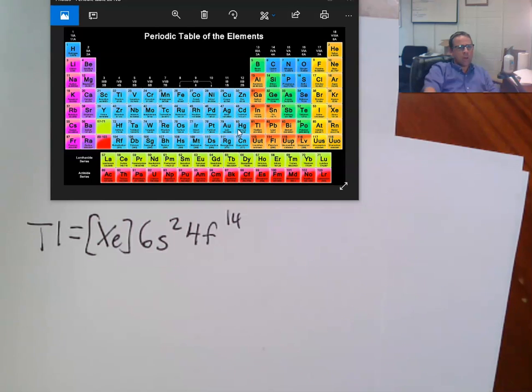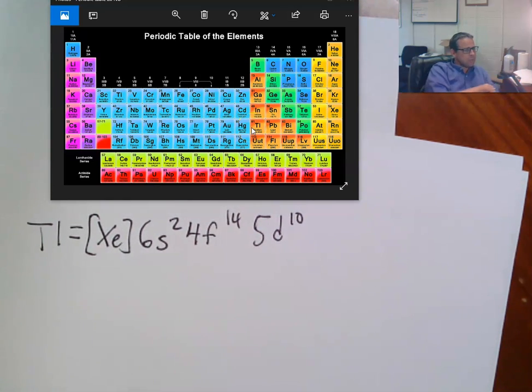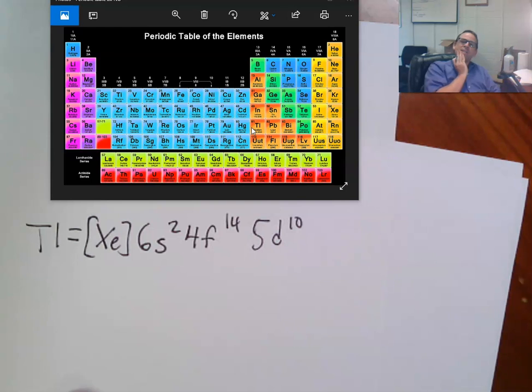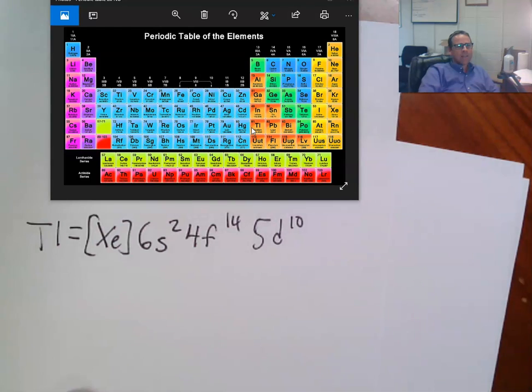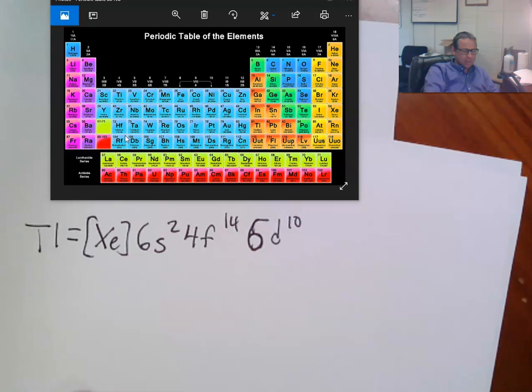So, how do we know it was 5D? This is our 6. 1, 2, 3, 4, 5, 6 here. We're in the D block, and we have 10 electrons to get all the way across to thallium. So, 5D10. Okay, good job. Yeah. Why is it 5, not 6? Is it supposed to be 6? Oh, you're right. It's 6D10, not 5D10. It's 6D10. Okay. There we go.